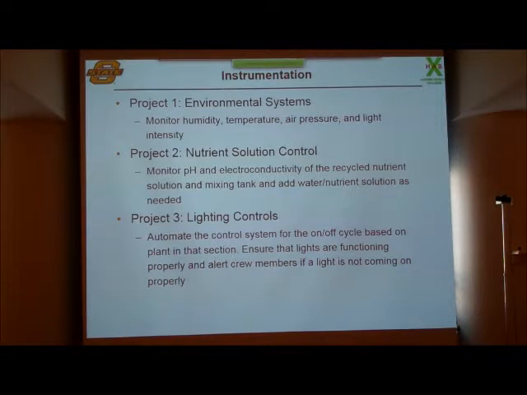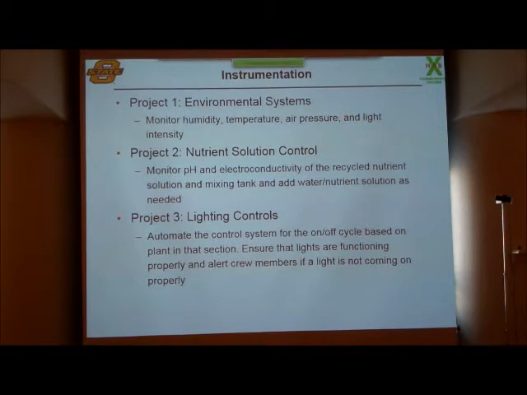For the second project, we'll be working on the nutrient solution controls. This system will monitor pH and electroconductivity of the recycled nutrient solution, as well as the mixing tank, and add water and nutrient solution as needed using reserve tanks and solenoid valves.